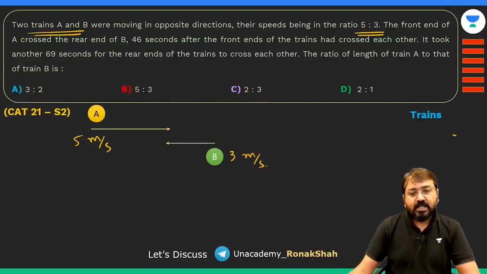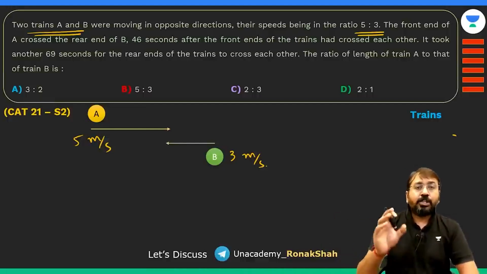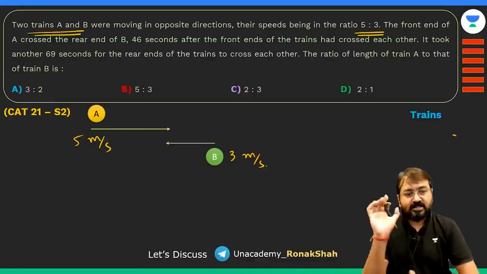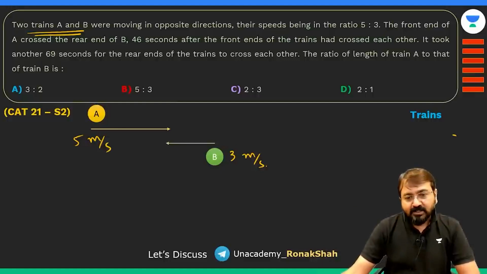Whenever we come across such ratio questions, ratio of length and all, we don't need to find out the exact length, so we can assume the speed. Otherwise we need to assume in the form of x, 5x and 3x and all, right? So what it says, now this part is tricky in this question.